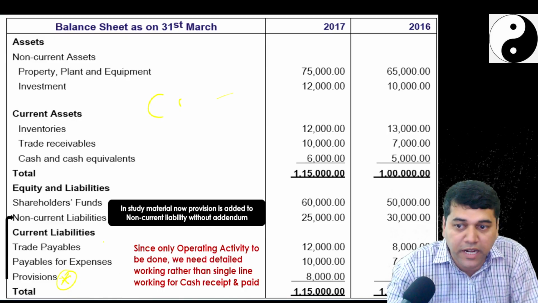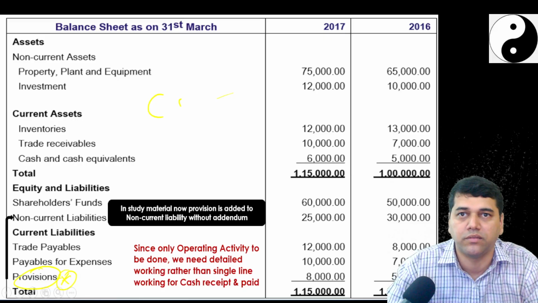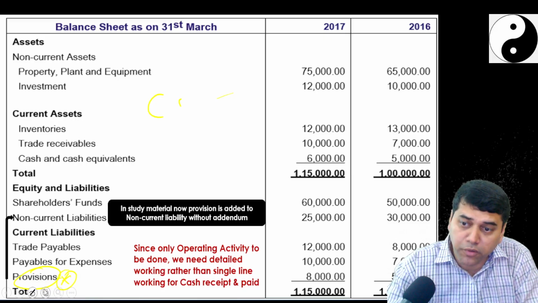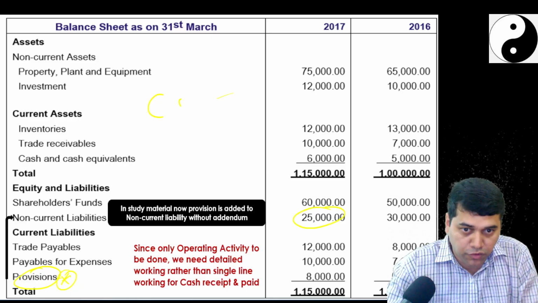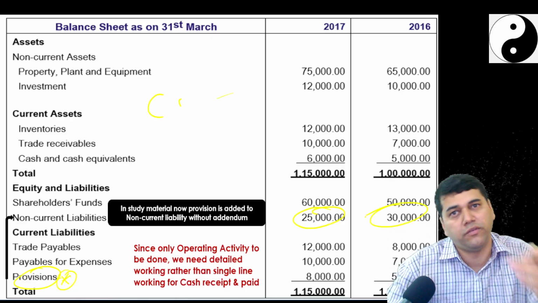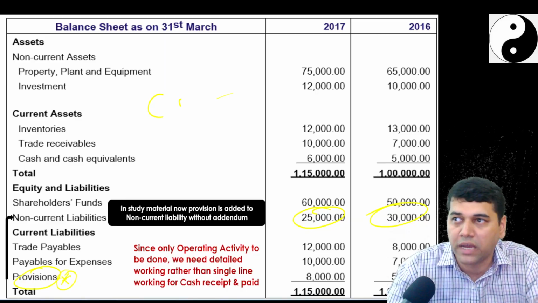Previously they had made a provision. This provision was one working capital related adjustment. But in the new syllabus, whatever printout I have given to you, it has been part of your non-current liability. So in working capital adjustment, it is not going to come. Follow, no, increase, decrease is not going to happen.